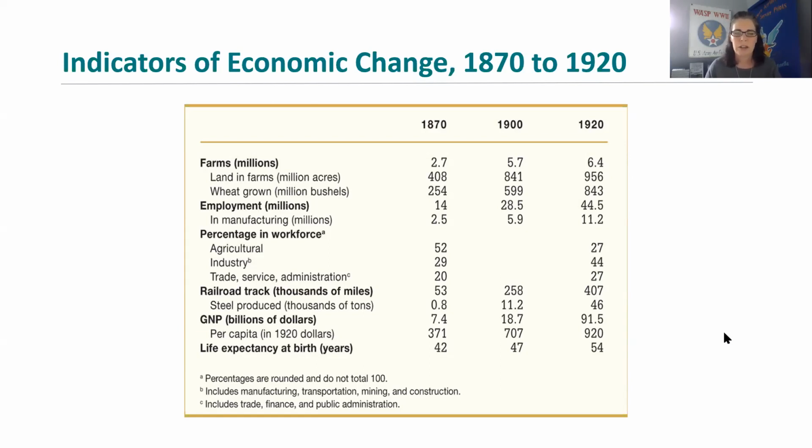And then you can see the change in the workforce and how it's going to change. And we'll talk about this again when we get to the 1920s. But there's a real shift in the number of people working in agriculture versus industry in 1870 and agriculture and industry in 1920. You can see there's a real flip there. And then the amount of railroad tracks in 1870 compared to 1900 and 1920, the amount of steel produced, and so forth. You can also see the life expectancy goes up quite a bit in those years as well. 42 was the life expectancy in 1870.